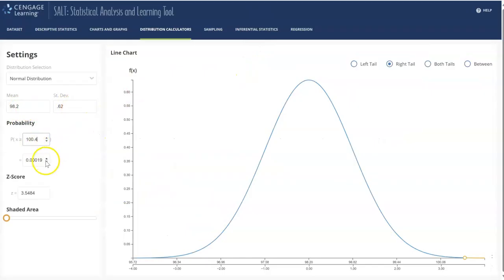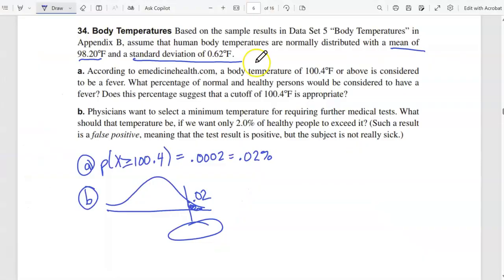So same mean and standard deviation. This time we're in the right tail. So I've still got right tail selected here, and I have the probability 0.02. And that cutoff score is going to be 99.47.